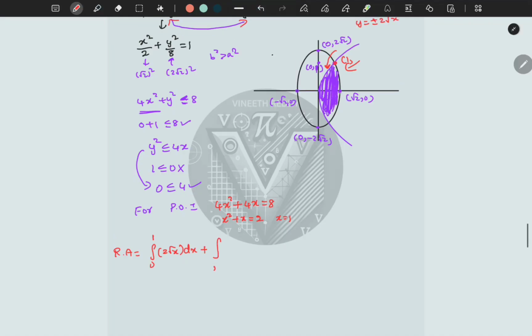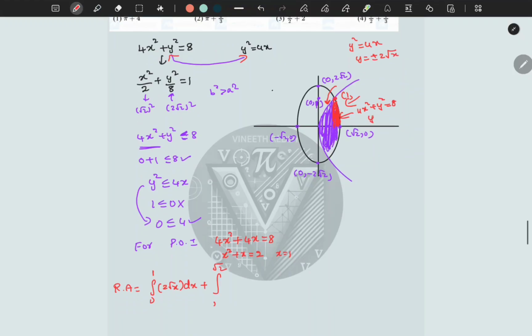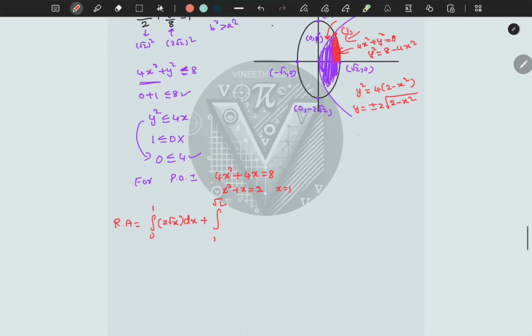And from 1 till root 2, from 1, that means we are talking about this region. From 1 till root 2, we will be taking this particular curve, which is nothing but 4x square plus y square is equal to 8. And since we are integrating with respect to x, y square will be equal to 8 minus 4x square. y square will be 4 times 2 minus x square, and y will be equal to plus or minus 2 under root 2 minus x square. Since it is above the x-axis, again we will be taking the positive value.